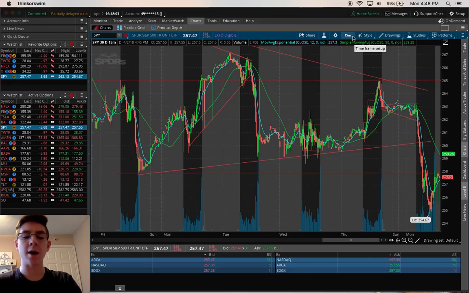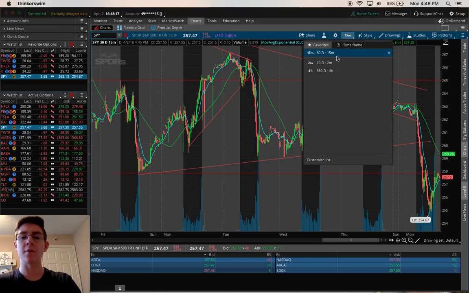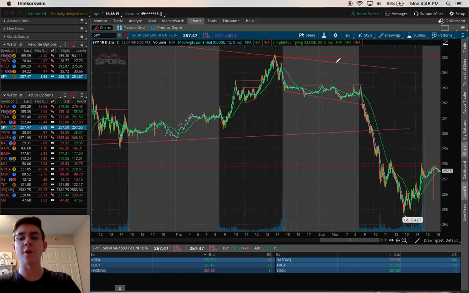Sadly, I am getting my account verified because I'm opening a new account, and all my money is not in a current account, so I could not trade. But paper trading, this is what I did here, and this is what I saw step by step. So if I go to the 10-day 2-minute, this is what happened today, and this is yesterday, just so I can show you what I was looking at.